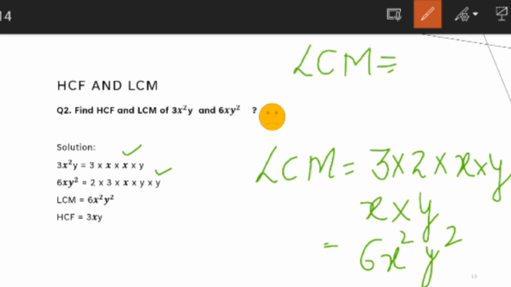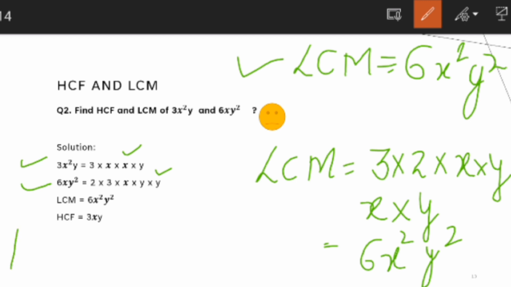But we're taking the number 6 here, common and uncommon both. In the numerical part, you will not find any difficulty. But for the variable part, we are going to take the variable with the highest power. For example, the power of x is 2 here and the power of x is 1 there. So we are going to take the variable with the highest power, which is x square. And similarly, for y also, you are going to take y to the power 2, because we are going to take the variable with the highest power. So LCM is 6x square y square.